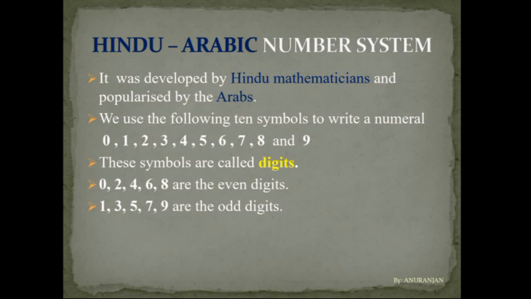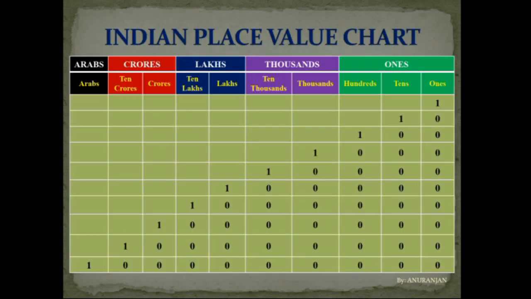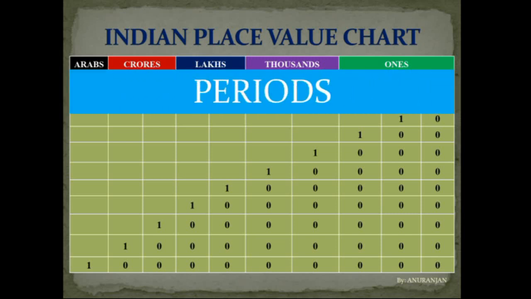The digits in a numeral have place values and face values. Now, before we understand the place values and face values of any digits, let's understand the place value chart used in India and in other parts of the world. First, let's look at the Indian place value chart. Here, the first row indicates the periods under which lies the places.